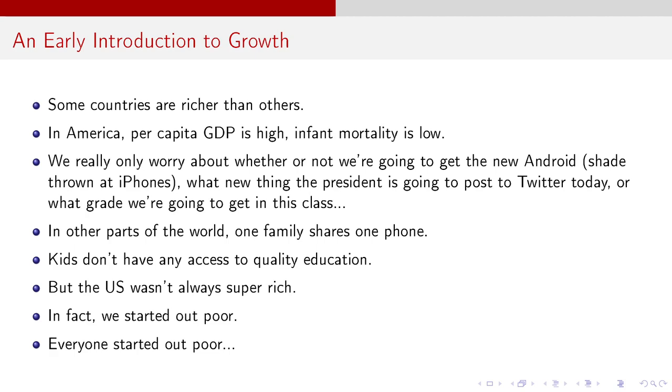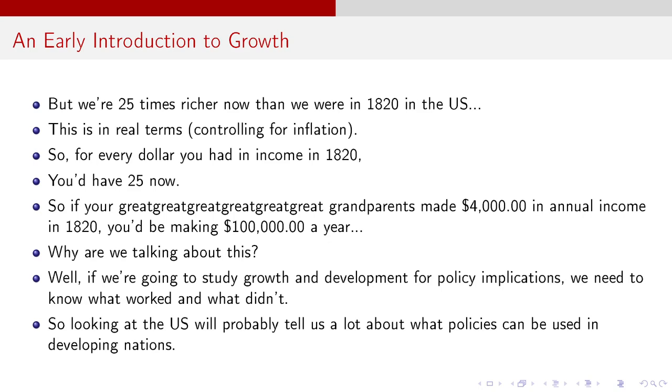But even the currently rich countries weren't always that way. The U.S. wasn't always rich. In fact, we started out poor. Everybody starts out poor. Here's the interesting thing. We are 25 times richer now than we were in 1820 in the United States. And that's in real terms, controlling for inflation.